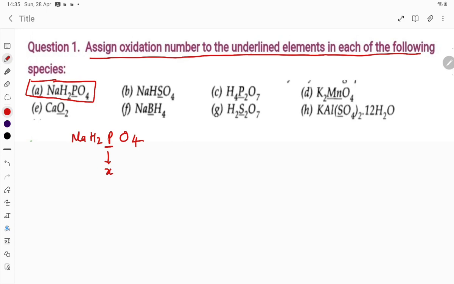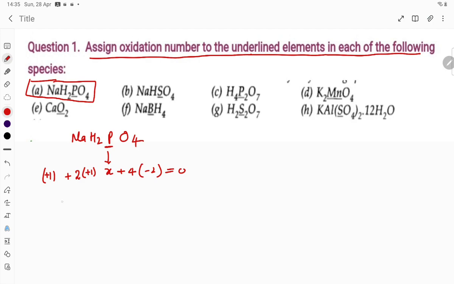X. Hydrogen with the phosphorus, it is not a metal, so it is going to be +1. Since two hydrogens are there, multiply by 2. How much is sodium, student? +1, since it belongs to group number 1, and also it has only one valence electron, so it is going to have +1. And oxygen, there are 4 oxygens and each oxygen is -2, equal to 0.